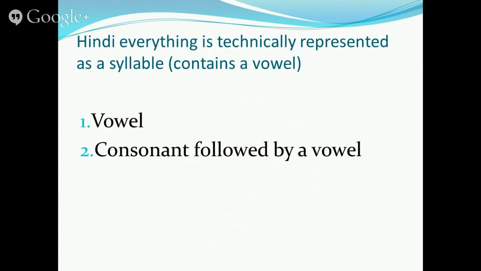So we talked about this last week, that everything in Hindi script is technically represented as a syllable. And what is a syllable? It is anything that centers around a vowel. It's either a vowel by itself or it's some consonant followed by a vowel. And we said actually one or more consonants followed by a vowel, which will come into play in a few weeks, right? So it's a syllable, meaning technically you can say it because it has a vowel sound in it.